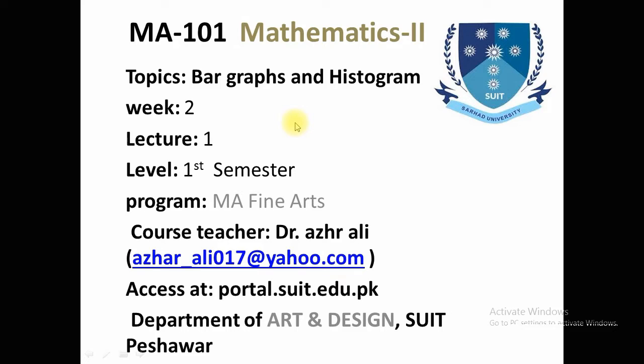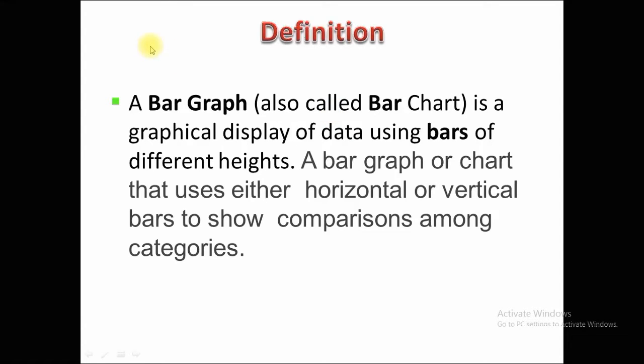Today we are going to learn about bar graphs and histogram. And this is the first lecture of second week for the course Mathematics 2. What is a bar graph? A bar graph, also called bar chart, is a graphical display of data using bars of different heights. A bar graph or chart uses either horizontal or vertical bars to show comparison among categories.